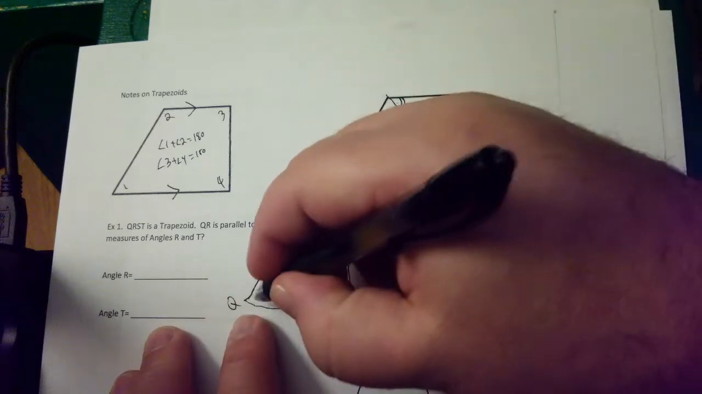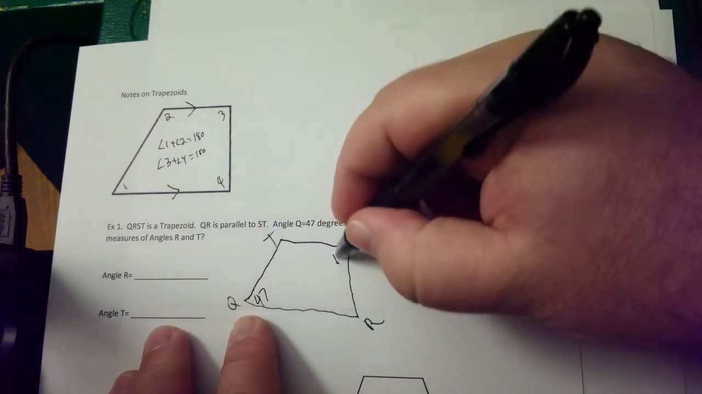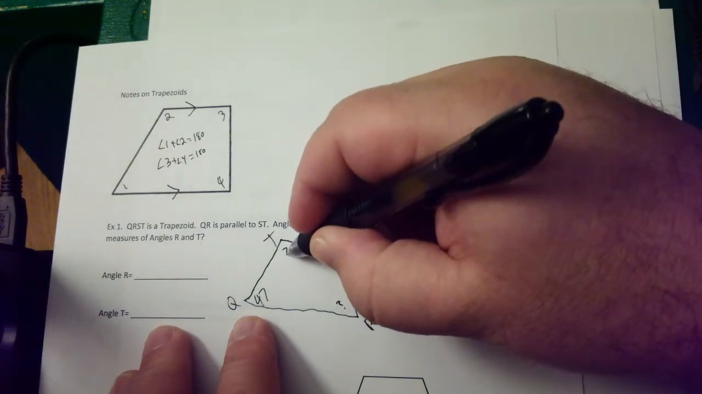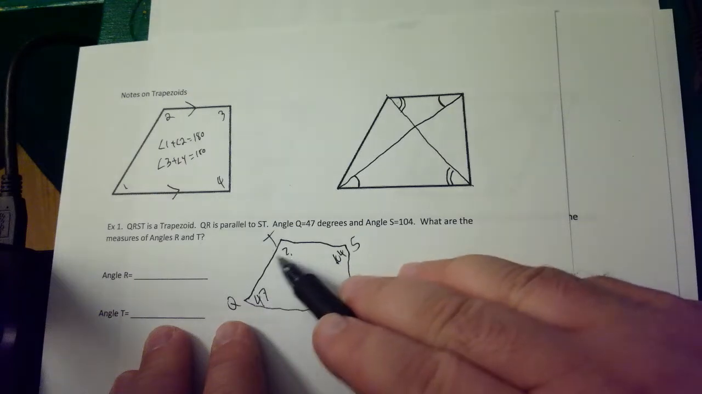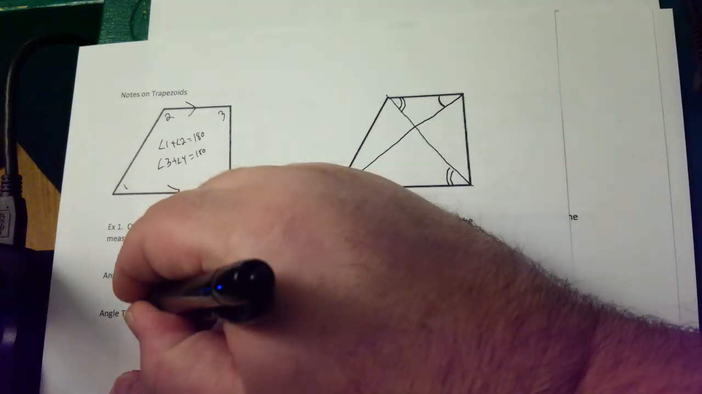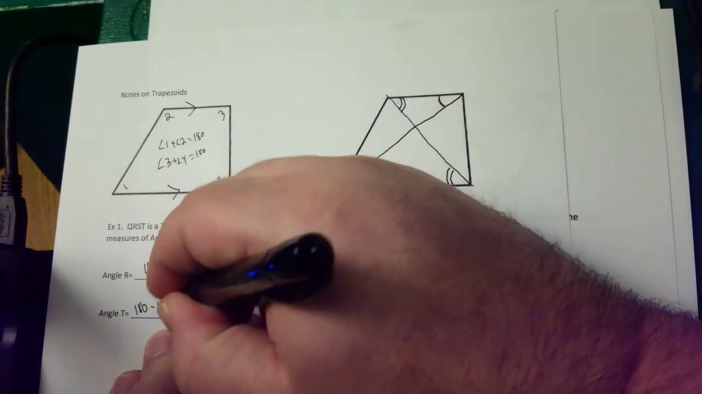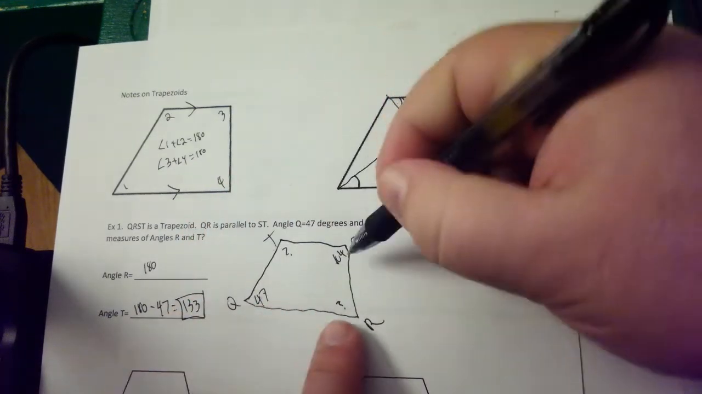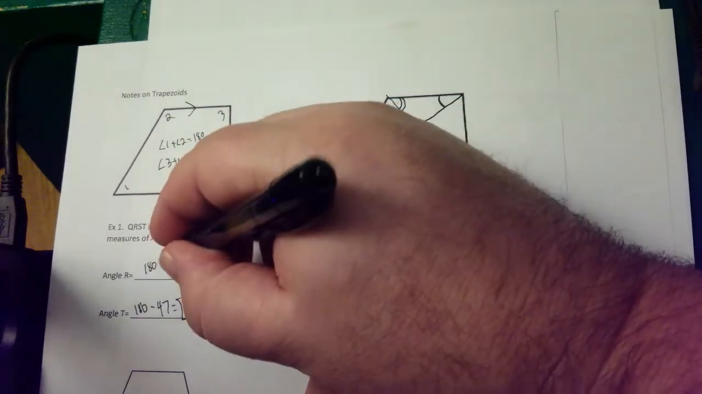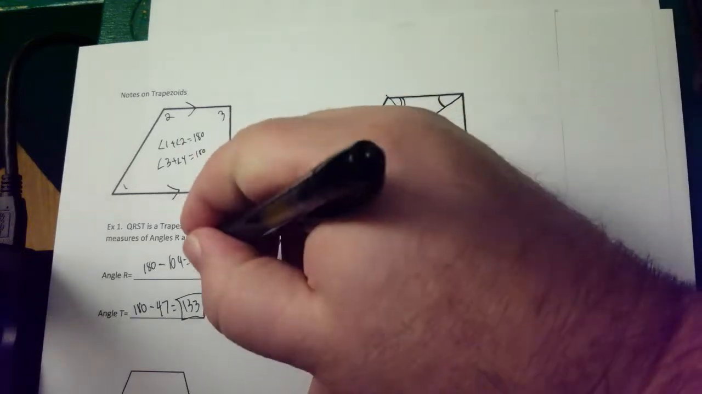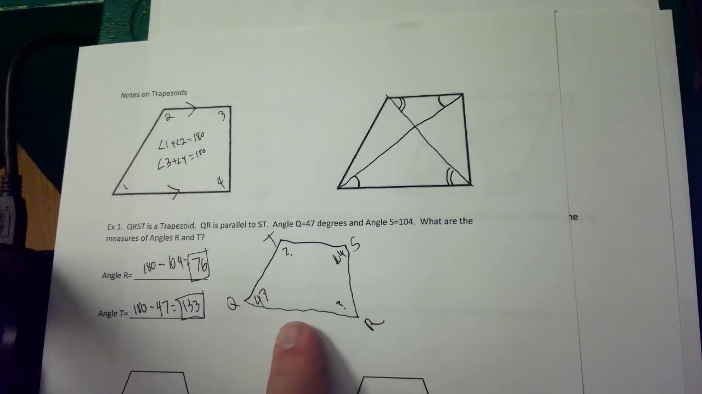Angle Q is 47, and angle S is 104. What are the measures of R and T? Well, remember that these two add up to be 180. So for T, 180 minus 47 is 133. And these two add up to be 180. So 180 minus 104 is 76. That's how you would do that if you had just a trapezoid.